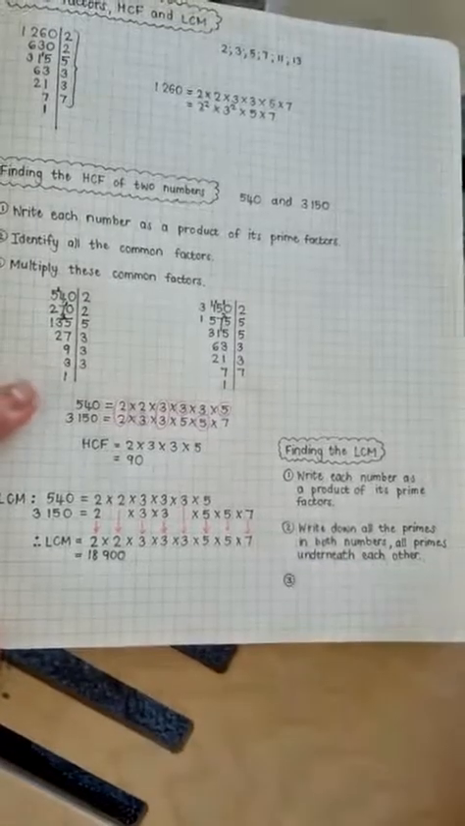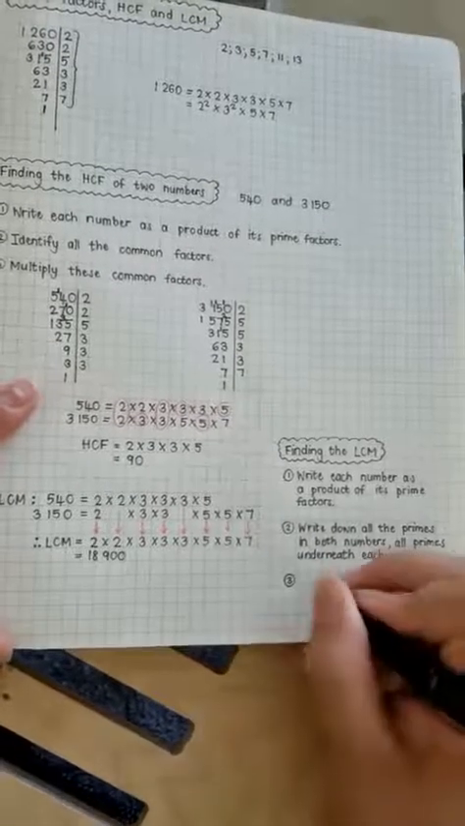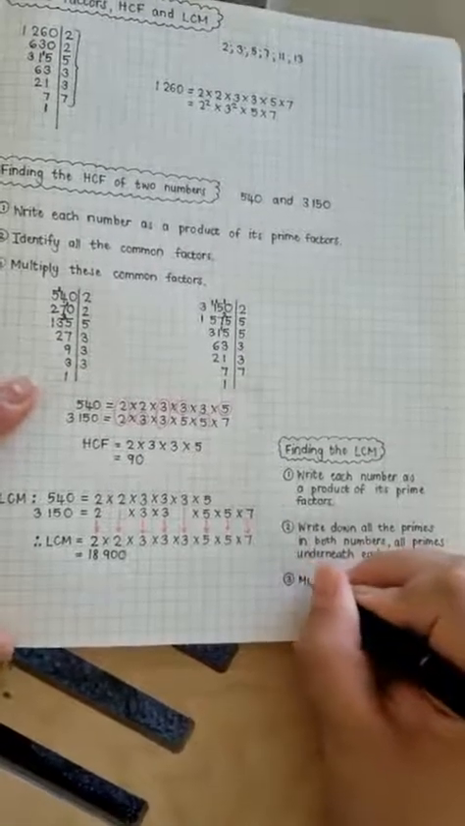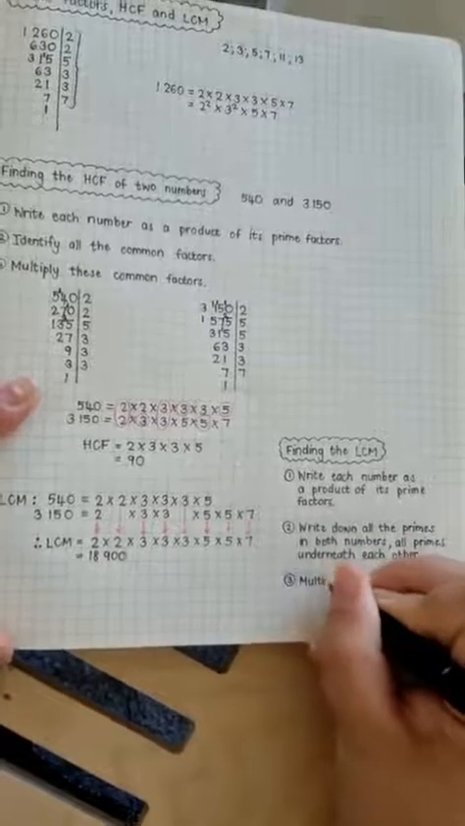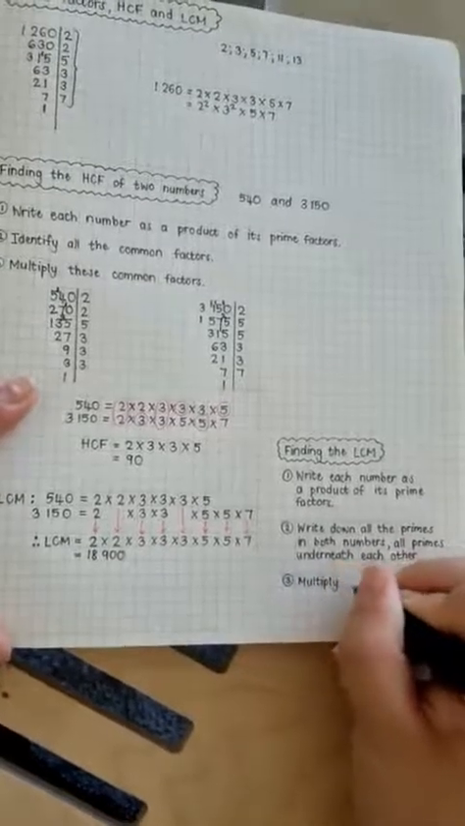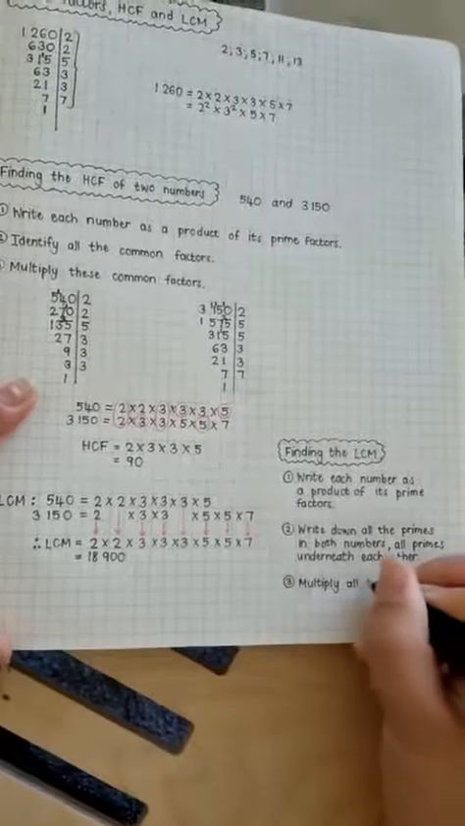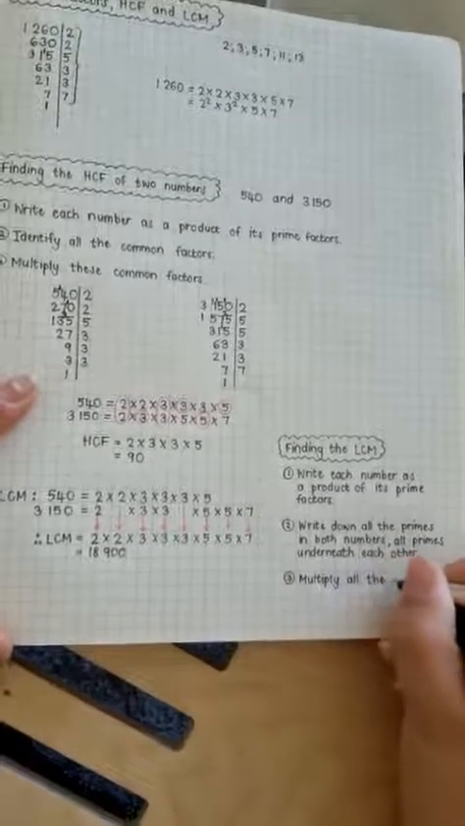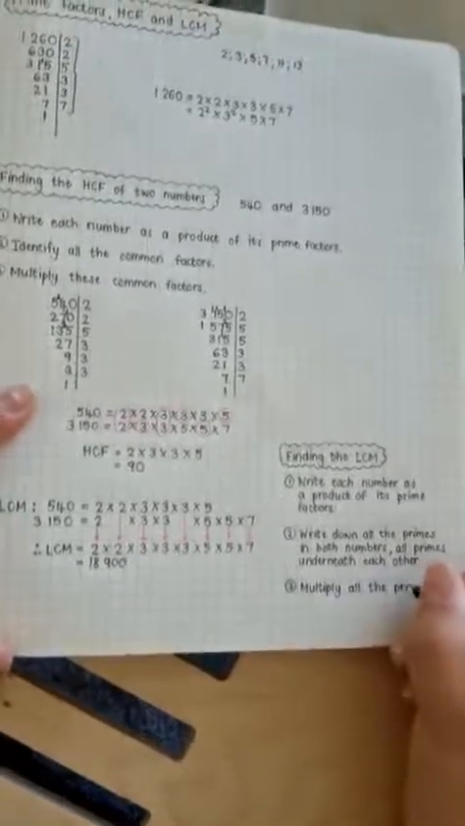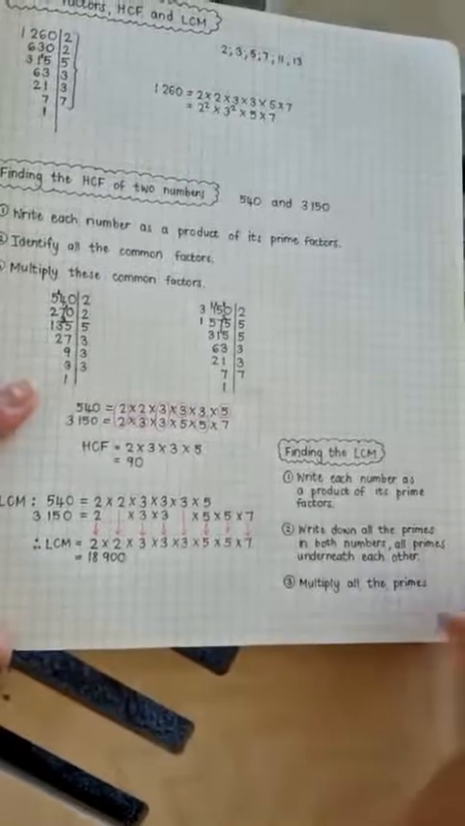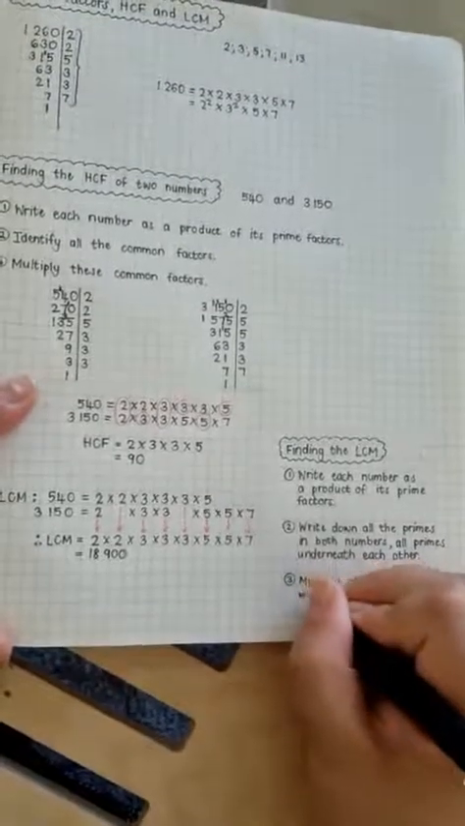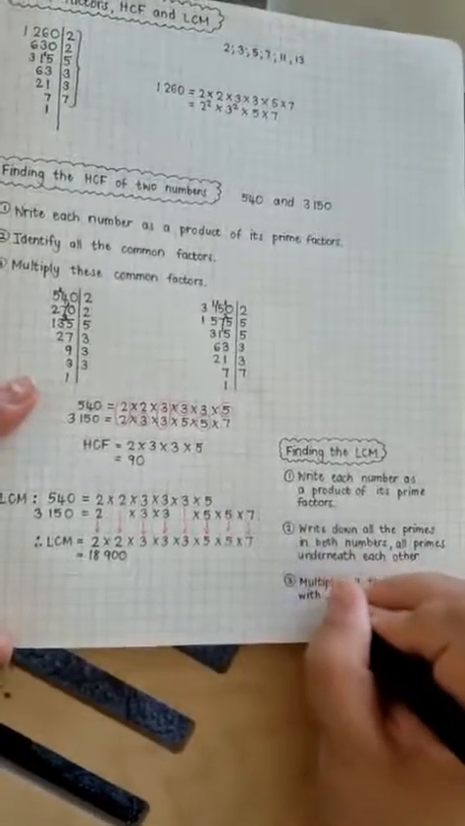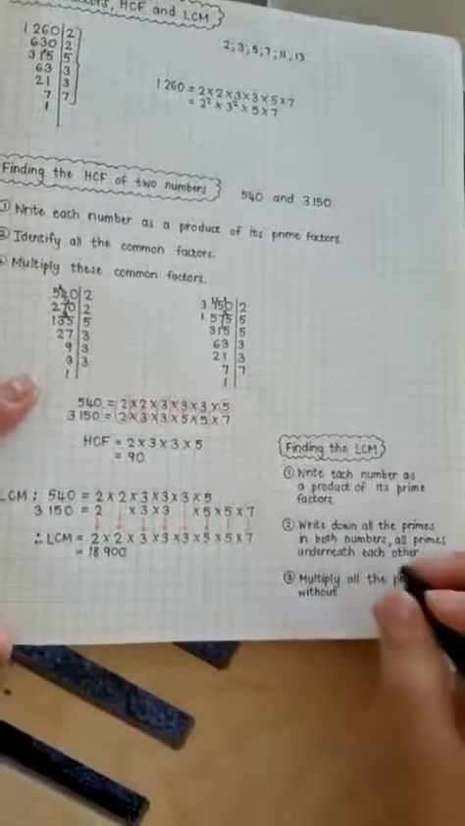And then step 3 would be to multiply all the primes without repeating the common ones.